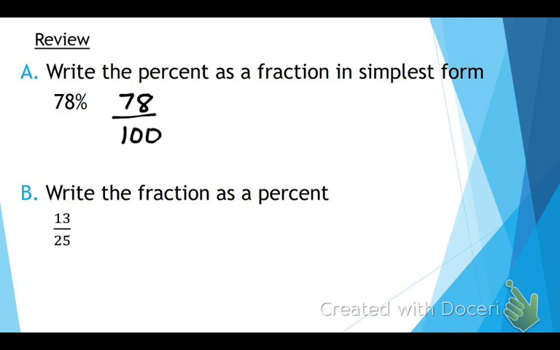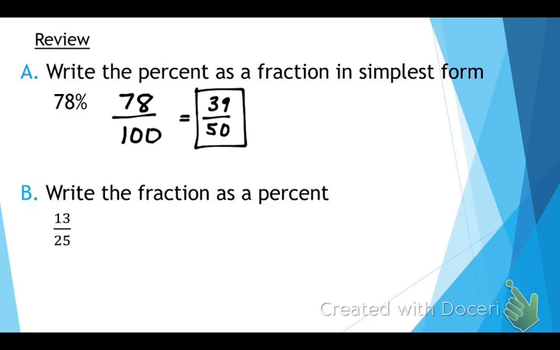Divide by 2. Okay, you could divide by 2. When you divide by 2, what do you get? 39 over 50. Can 39/50ths be reduced at all? No, it cannot. So the answer in simplest form is 39/50ths.